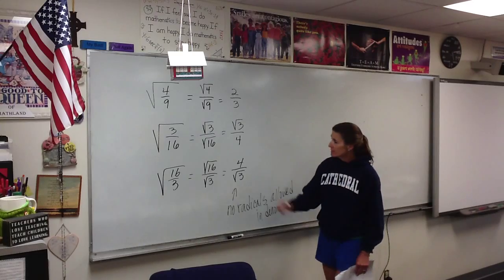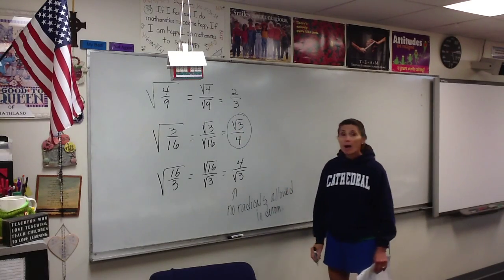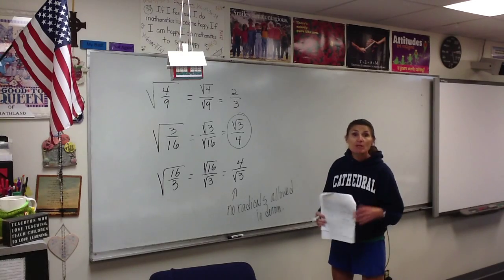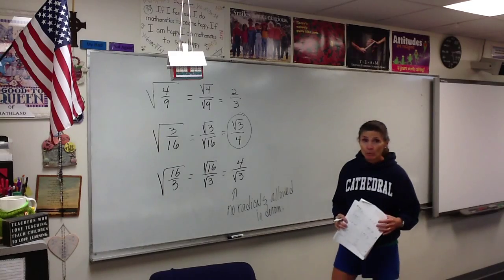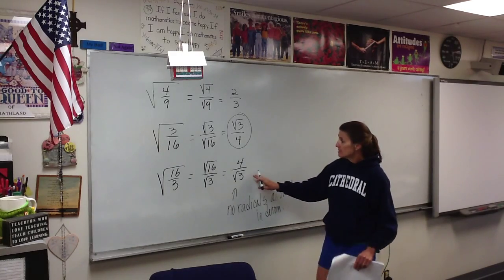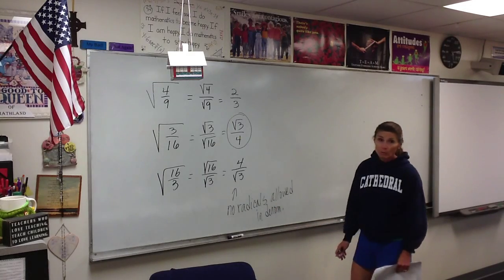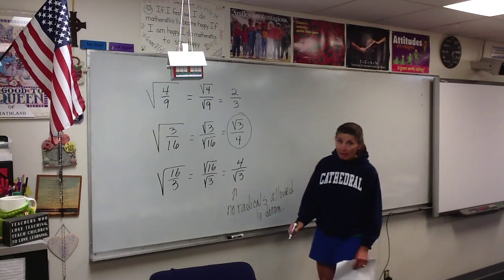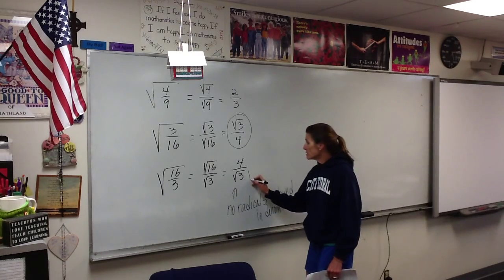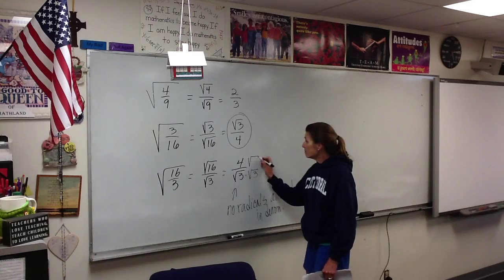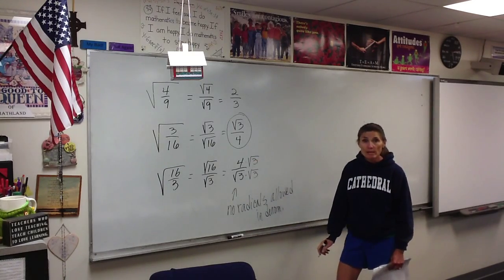Now, notice this one was not a problem. This one was not a problem because the radical is in the numerator. You are allowed to have radicals in the numerator. You are not allowed to have radicals in the denominator. So, what are we going to do about that? Well, to get rid of that radical that's in the denominator, we are simply going to multiply the top and the bottom of the fraction by the square root of 3.